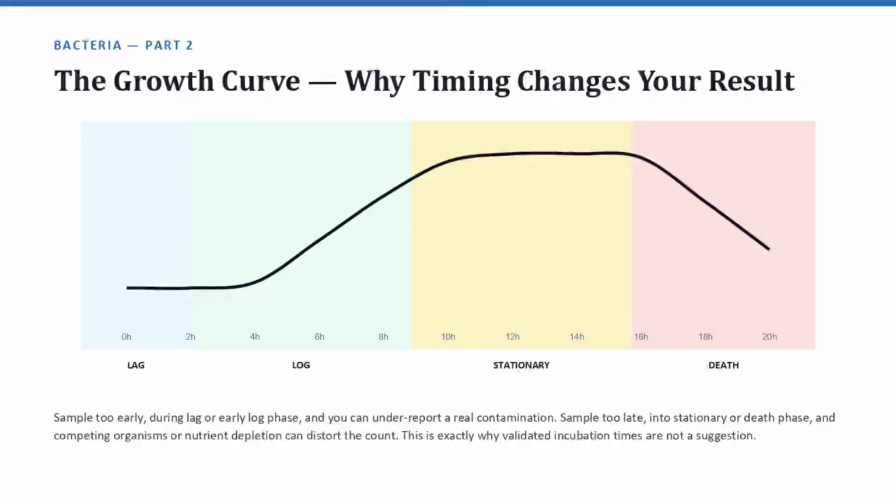This is exactly why validated incubation times in your methods are not a suggestion. They are calibrated to catch the population at a point where the result actually means something.